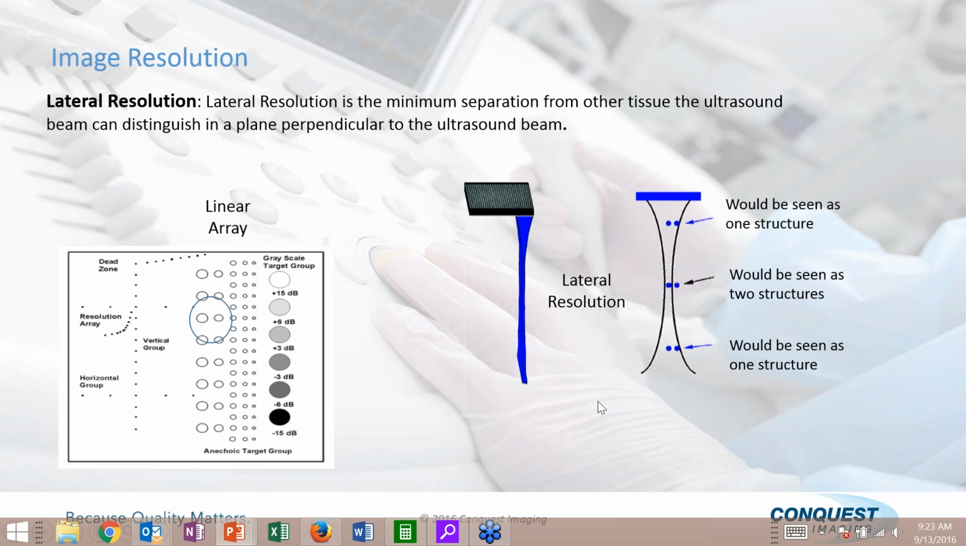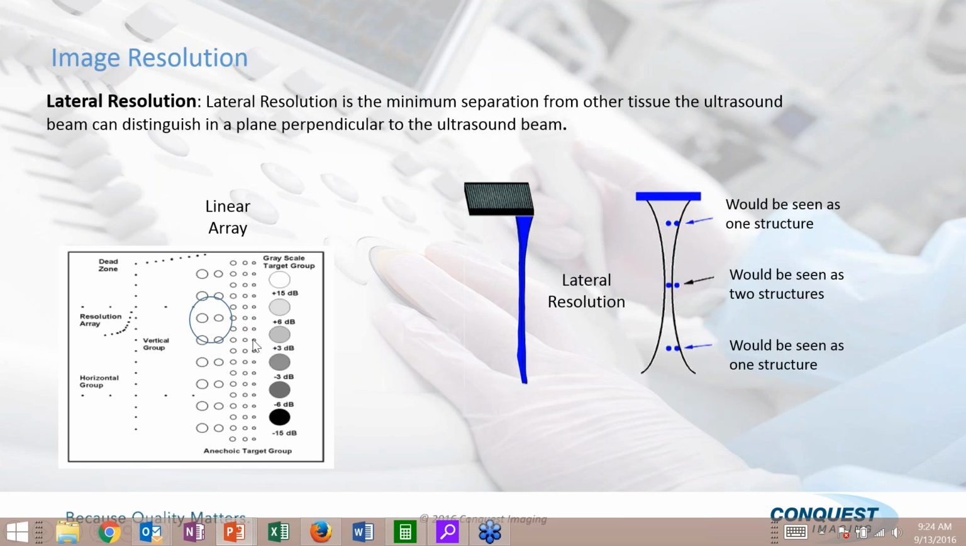Now we have lateral resolution. Lateral resolution is the ability of an ultrasound system to separate two very small structures very close together that are perpendicular to the ultrasound beam. If you look at these objects here, these two objects would be seen as one structure. Down where the beam narrows, where we have our focus, we would be able to distinguish these two small structures. And down here, where we start losing focus, we would see these two objects as one structure.